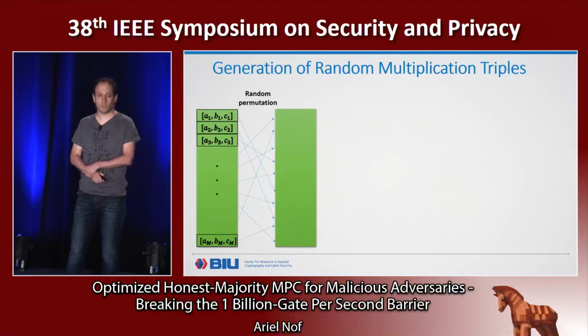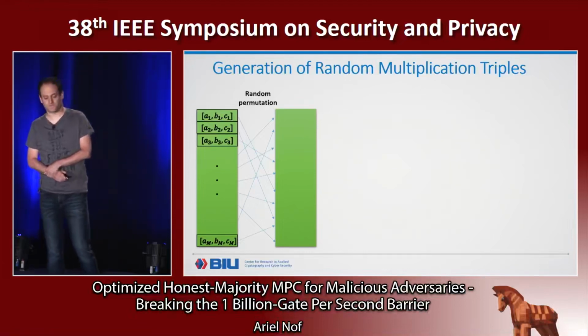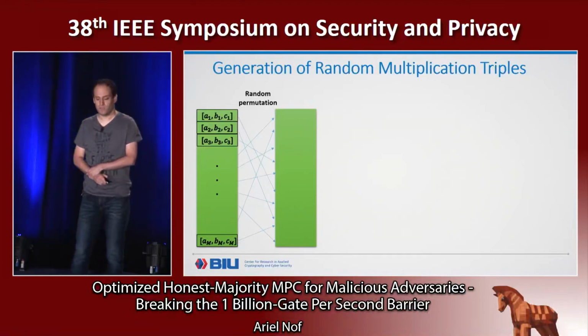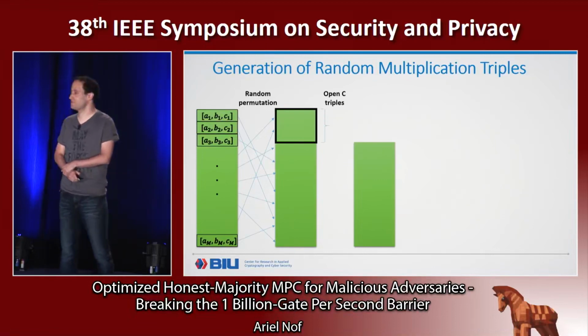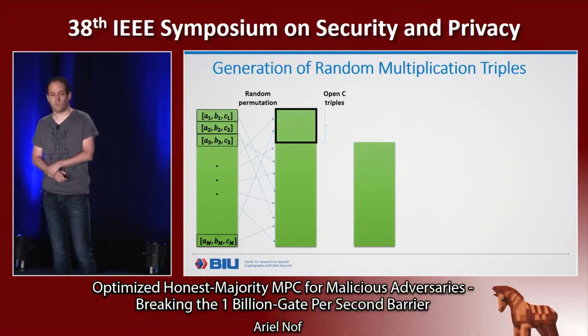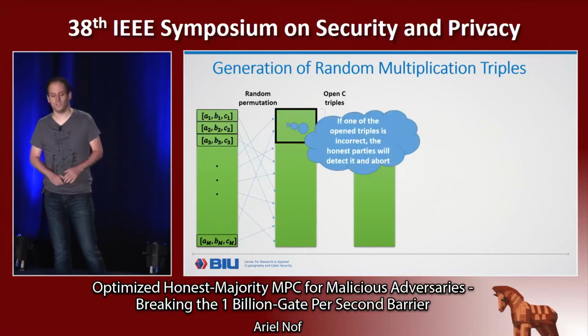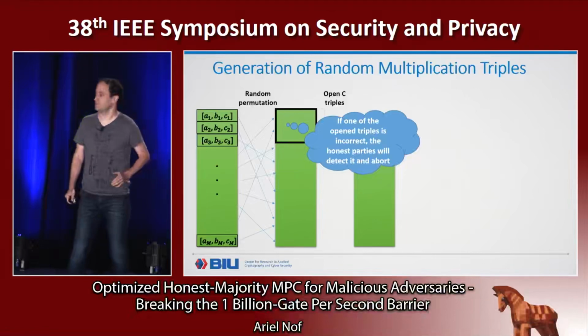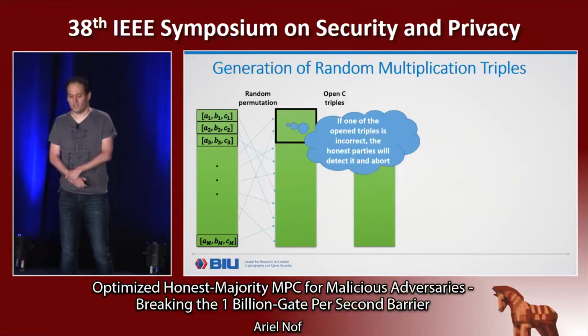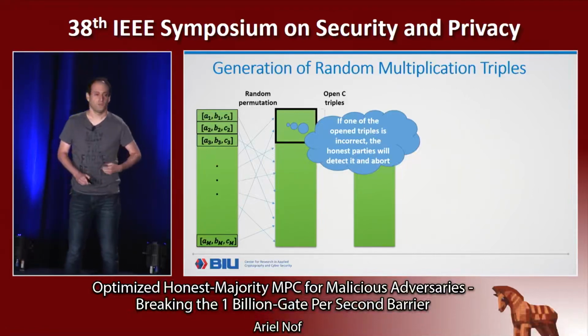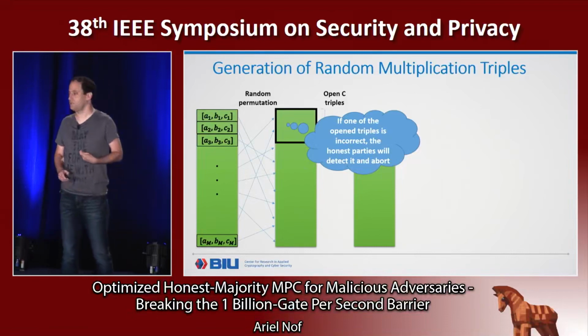So after we randomly permuted the triples, then we open the first 3 triples in the array. By opening, I mean that the actual values are revealed to the parties. And then, if one of the open triples is incorrect, then the honest parties will detect it and abort the computation. So this is the first test that we have to ensure that the triples are correct.